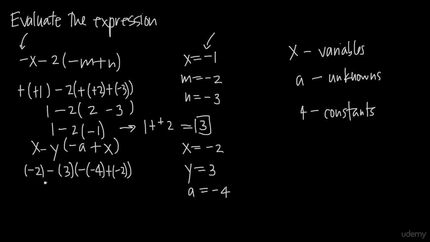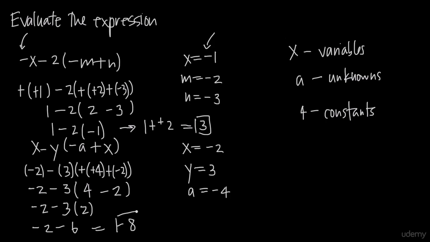We can bring this negative 2 outside of the parentheses, so we'll get negative 2, and then minus a positive 3 times the quantity here, negative negative 4 becomes positive 4, and then plus a negative 2 becomes just a minus 2. Now we'll get negative 2 minus 3 times the quantity 4 minus 2, which is 2. That'll give us negative 2 minus 3 times 2, which is 6. And then negative 2 minus 6 is going to give us a negative 8. And that'll be the answer we get when we evaluate this expression, given these values for the variables and the unknown.